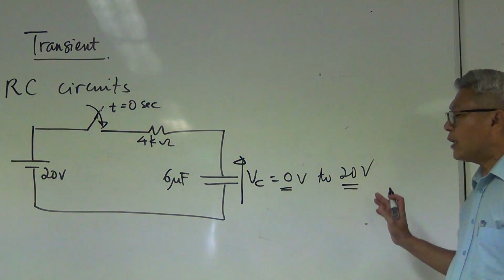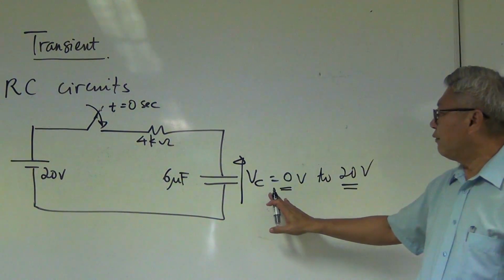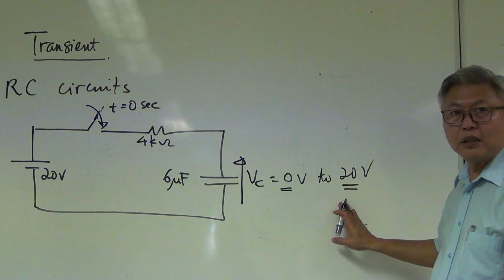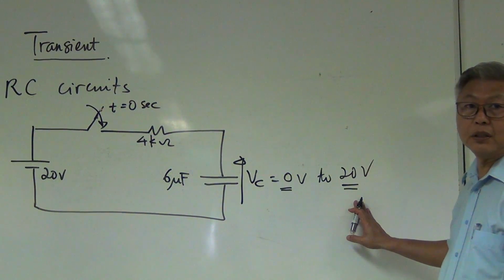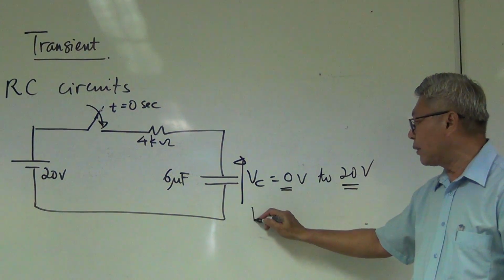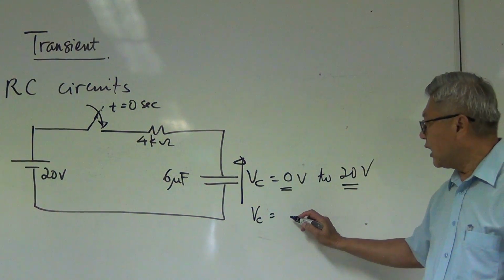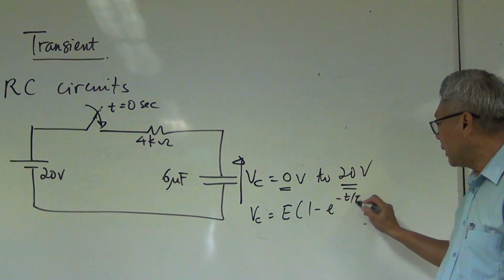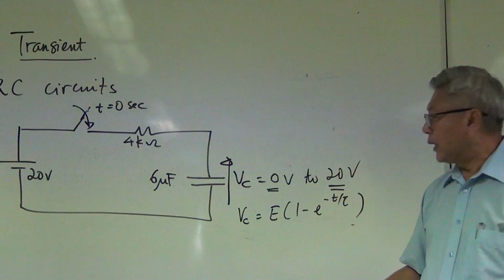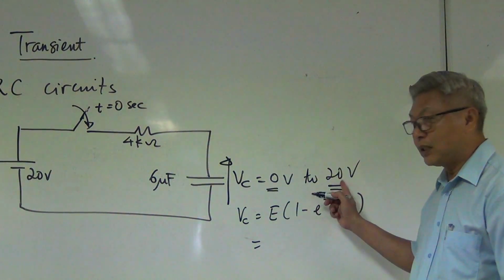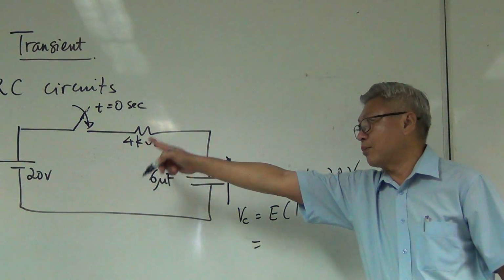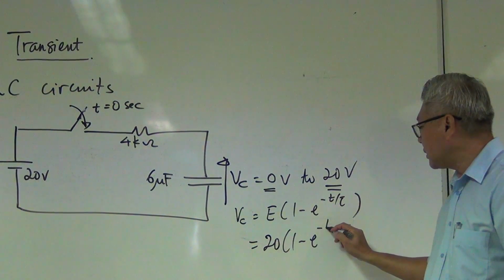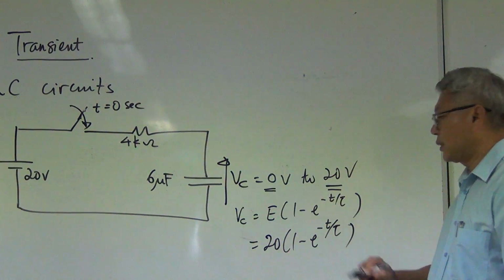Okay? Now let's think about our mathematics. If Vc goes from 0 to 20, is this an increasing or decreasing function? Obviously it's an increasing function. So if I were to write a mathematical expression for my Vc, it is equal to E times bracket 1 minus e to the power minus t over time constant. My capacitor is going to charge up to 20 volt because the voltage that I subject to the circuit is 20. So it's 20 times 1 minus e to the power minus t divided by my time constant.